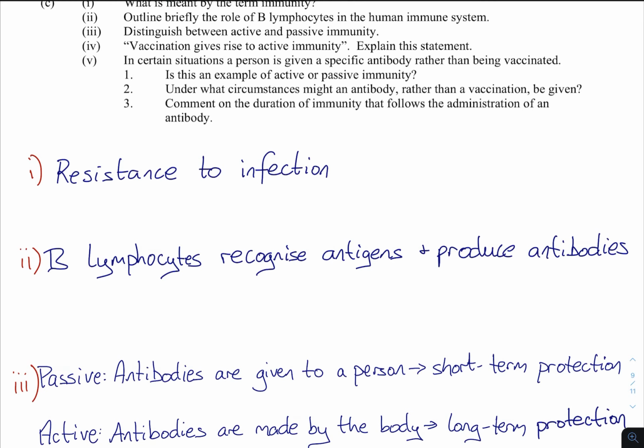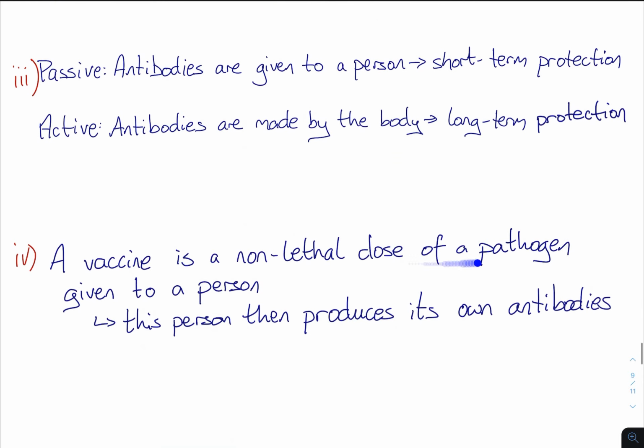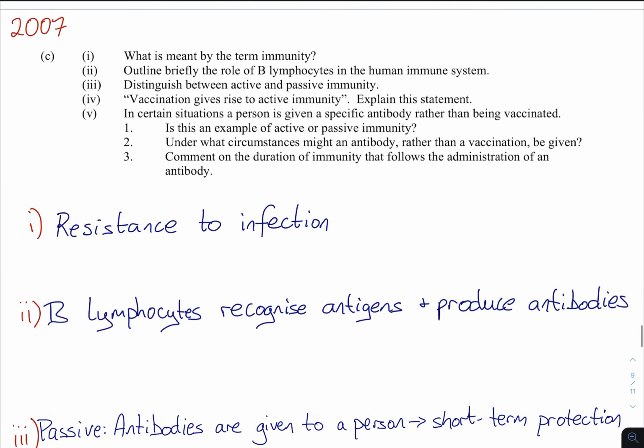Distinguish between active and passive immunity. Well, we've seen that already. Vaccination gives rise to active immunity. Explain the statement. Well, a vaccine is a non-lethal dose of the pathogen, and therefore this person produces their own antibodies. Long-term protection.